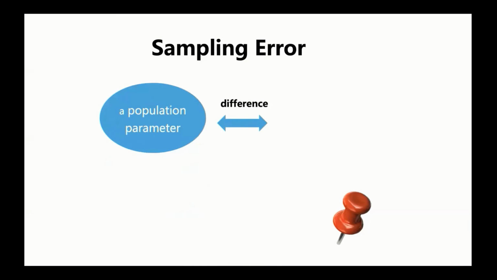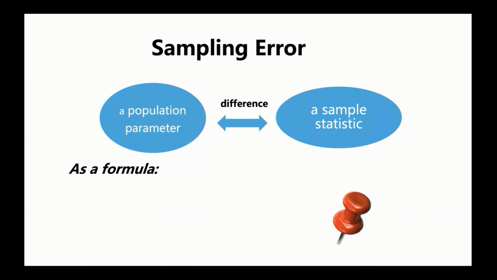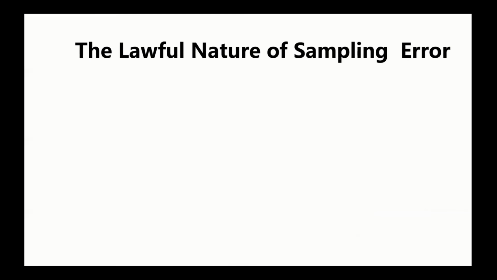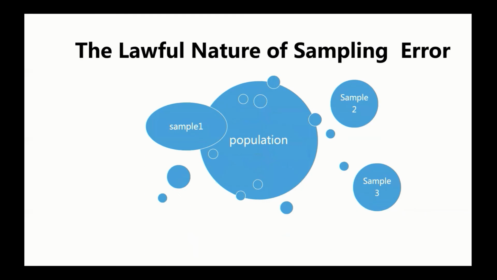Well, we can see that sampling error is the difference between the population parameter and the sample statistic. Here is a formula. We use U to represent the mean of the entire population, X the mean of a random sample from the population. So E equals X minus U. That is the sampling error. As a law of nature, sampling error occurs because samples from the same population vary from one another.